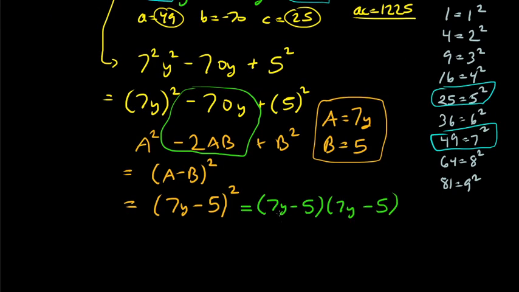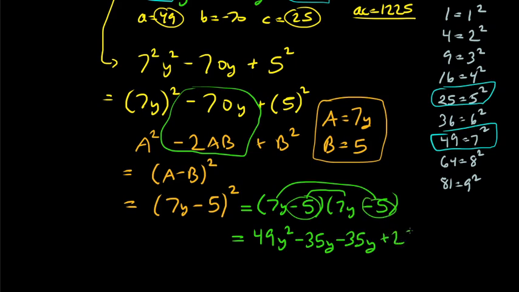It's 7y minus 5 times 7y minus 5. Be careful you don't just square this and this. It's not 49y squared plus 25. Don't make that mistake. You have to use FOIL here. So first, 7y times 7y is 49y squared. And then the outside term, 7y times negative 5, is negative 35 times y. The inside term, negative 5 times 7y, is also negative 35 times y. And then negative 5 times negative 5 is positive 25.